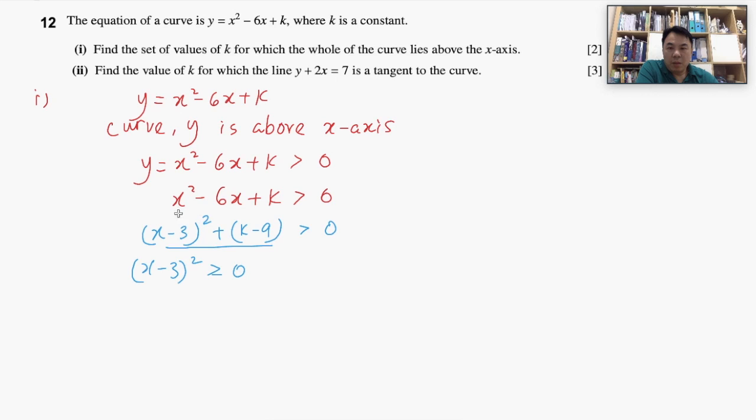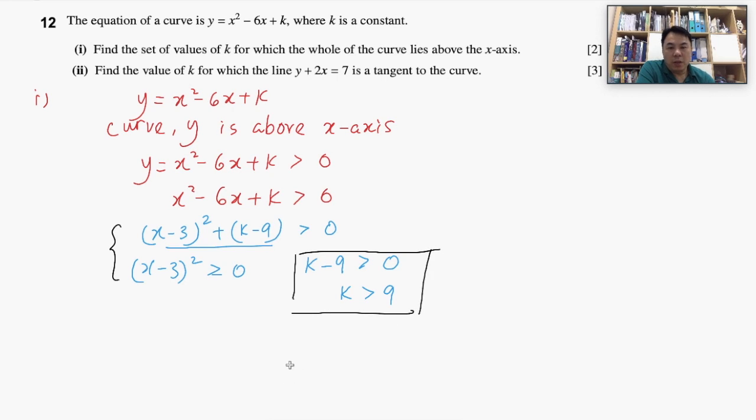Because this is always a positive number, how am I going to ensure that this whole thing is greater than 0? The only way I can ensure that is to make sure k minus 9 must be greater than 0. Therefore, k must be greater than 9. This is solving this question using the completing the square form. So this is the solution.